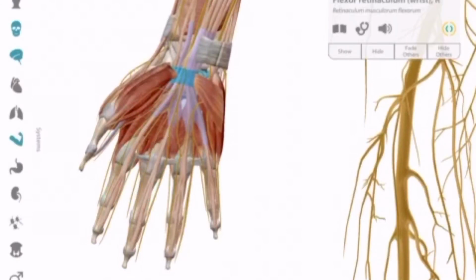So that nerve, the one passing under the carpal tunnel, only supplies those areas. So in a true carpal tunnel syndrome, those are the only fingers that are going to go numb.